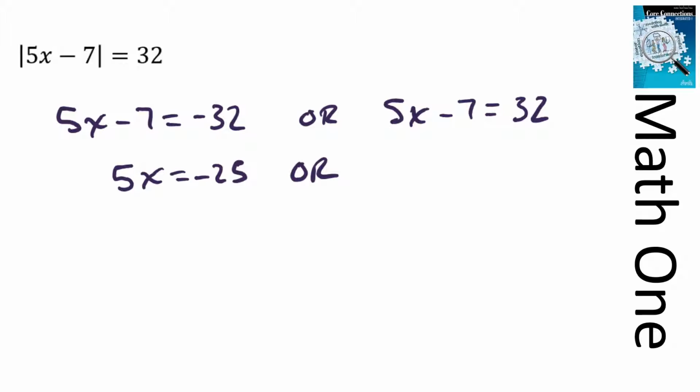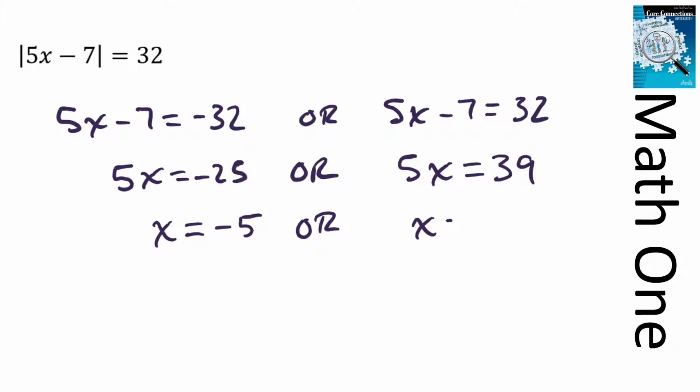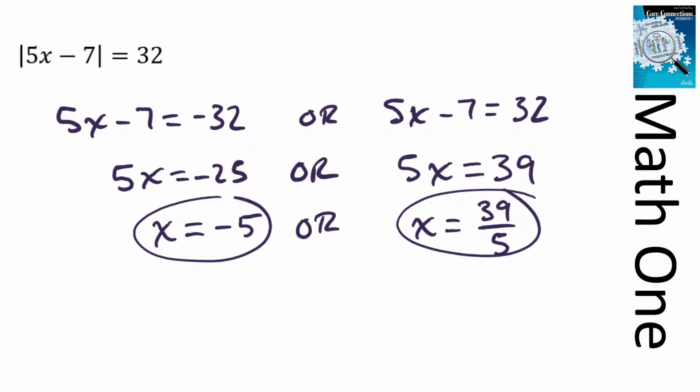Or if I add 7 here, oh my gosh, 7, 8, 9, it would be positive 39. So 5x is equal to positive 39. If I divide both sides by 5 now, in the one case I have x is equal to negative 5, or in the other case, I have x equals positive 39 fifths. Again, if I plug these values of x into the expression 5x minus 7, I will either get negative 32 or I will get positive 32. Both of those values make this equation true.